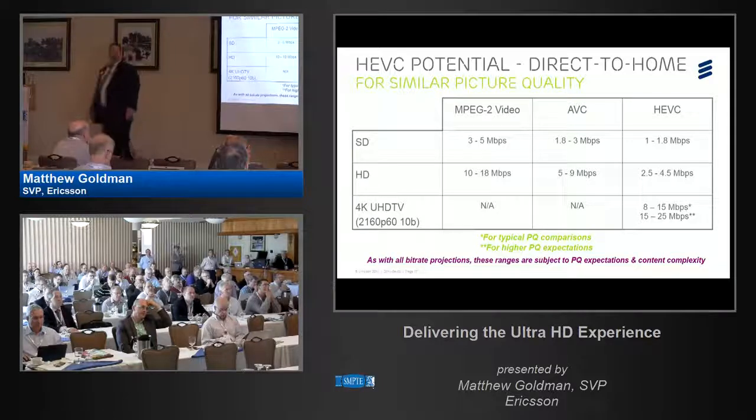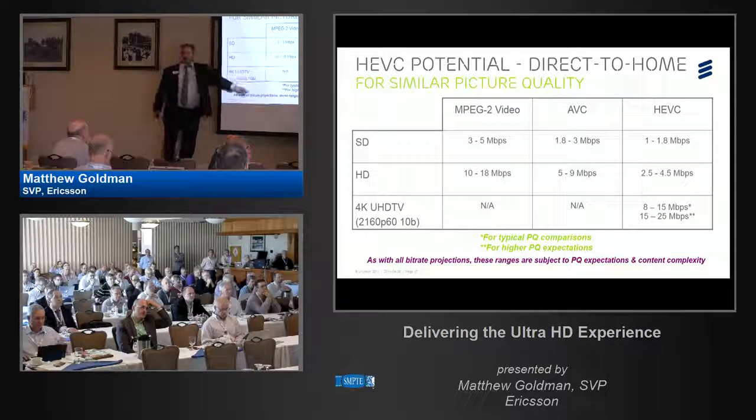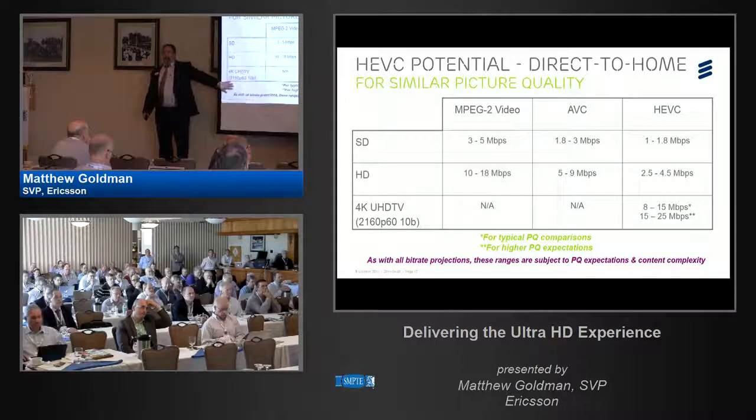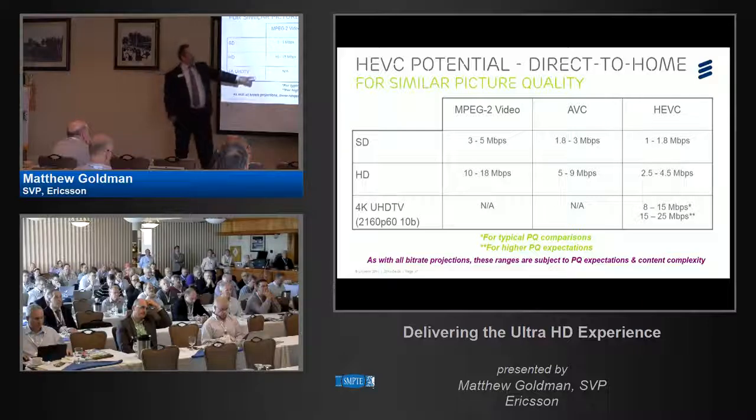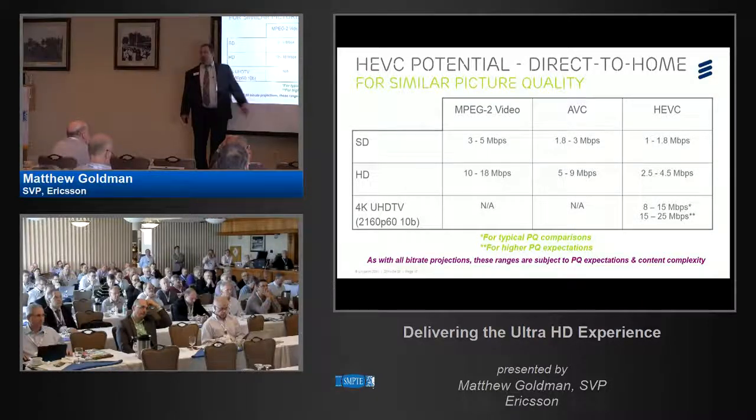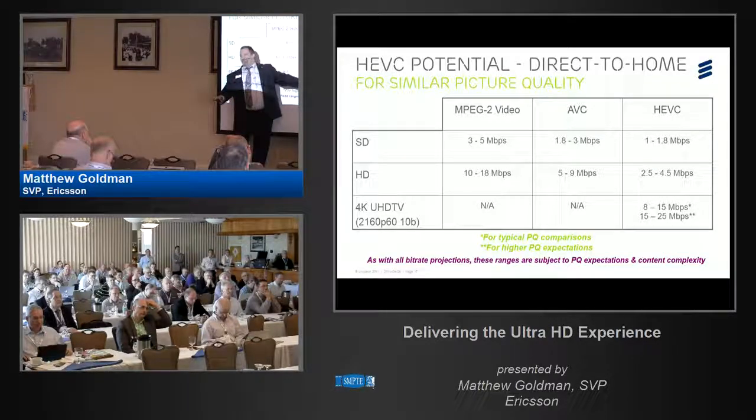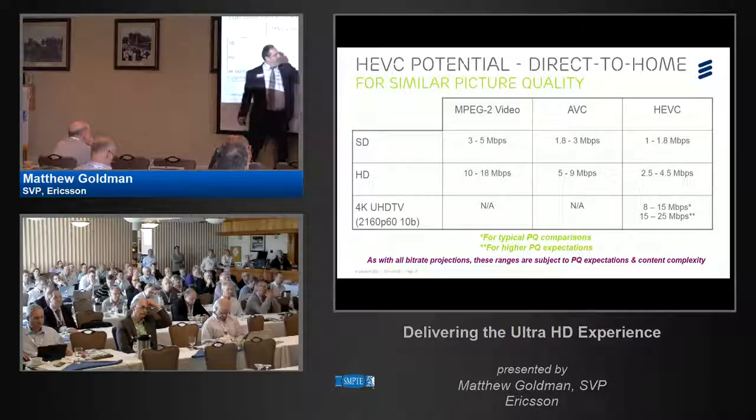It's HD. What are we going to do for 4K UHD, which is 2160p60 10-bit? That's the minimum to be true 4K. Couldn't do it if it wanted to. Might be able to do it, but you can't do 10-bit to the home. Have to use this.